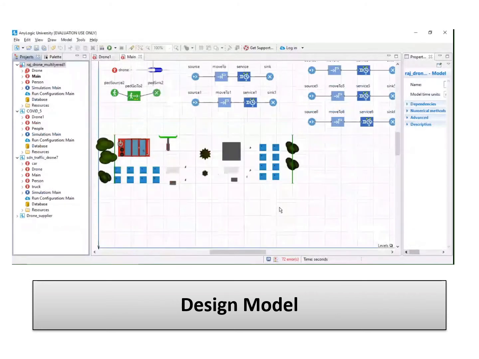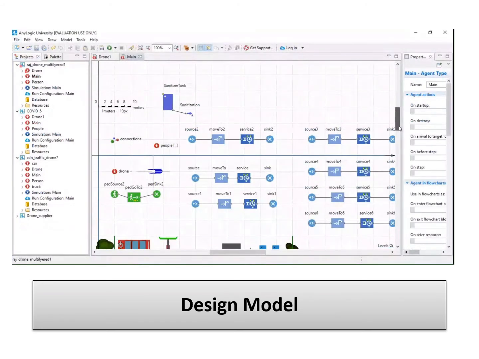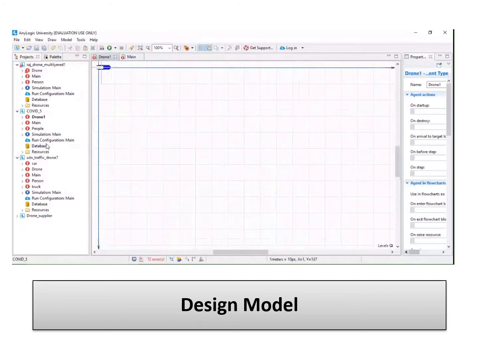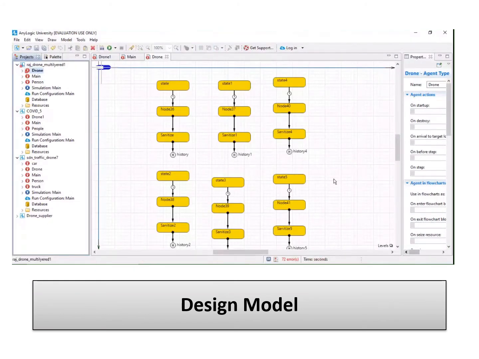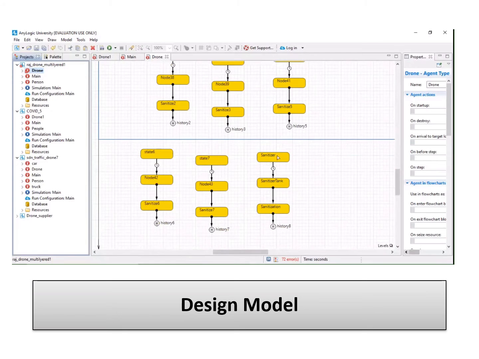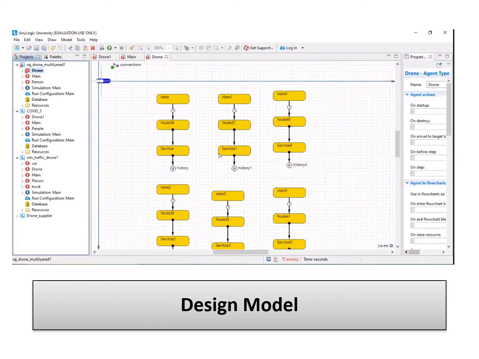This one is the 2D model, which is designed using AnyLogic, and there are processes associated with this. Each drone is configured with a set of processes. The drone zones are defined, the communication among the states is defined, and the sanitization process is defined here. So this one is one simulation.